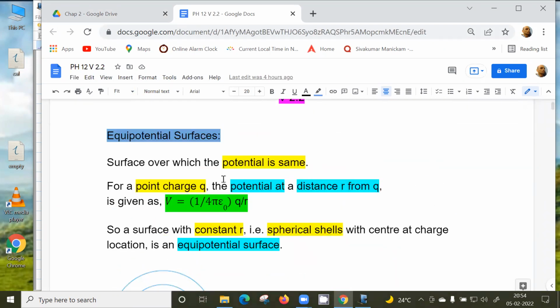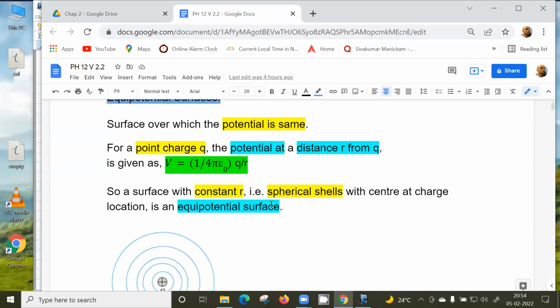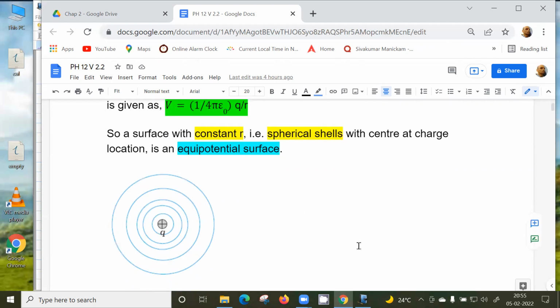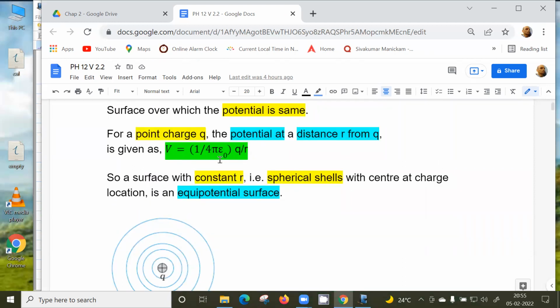And equipotential surface, what does it mean? All the points on that surface will have the same potential. In an electric field, we draw the electric field lines. For a point charge, we show electric lines as radially moving outward, but actually that picture is drawn in 2D. In reality, it will be 3D, as if from a center point all the lines are going out in all directions.